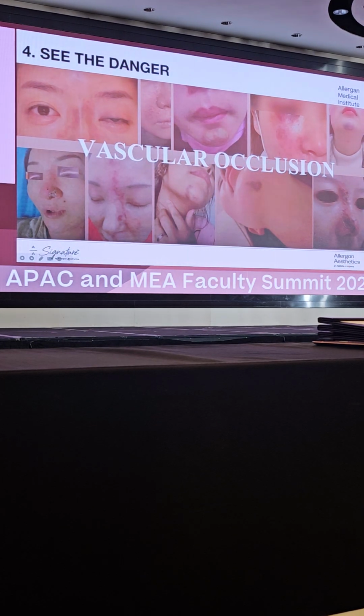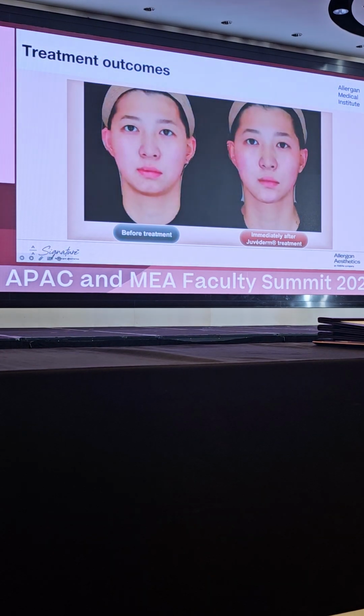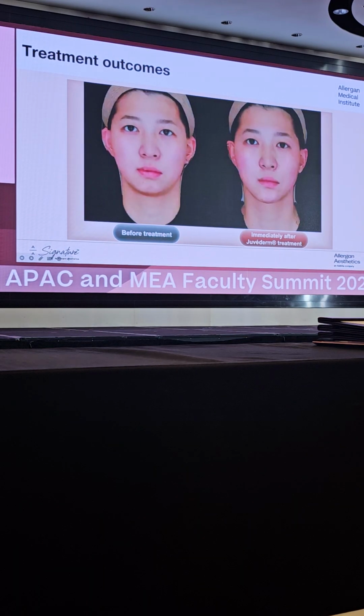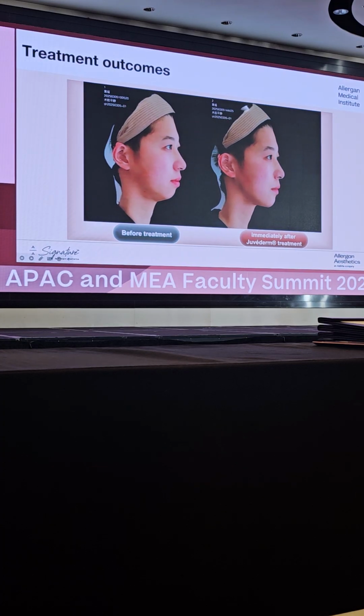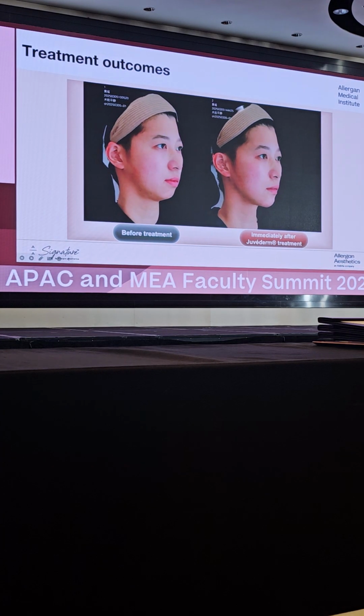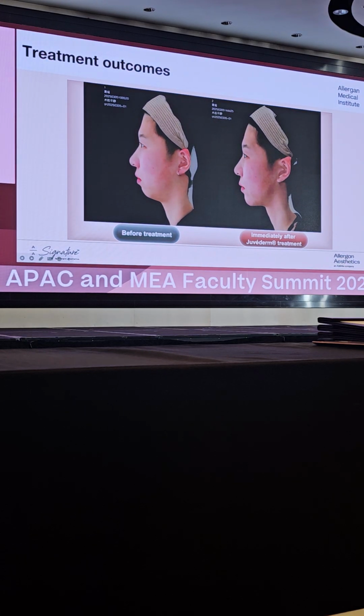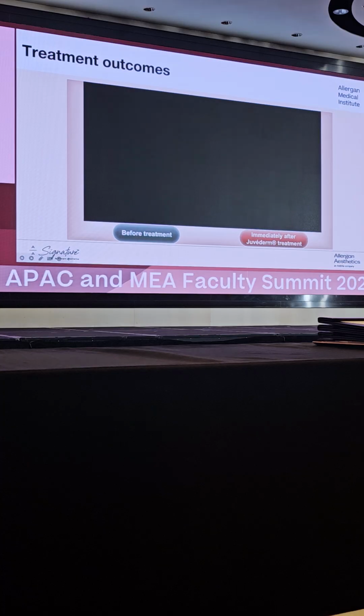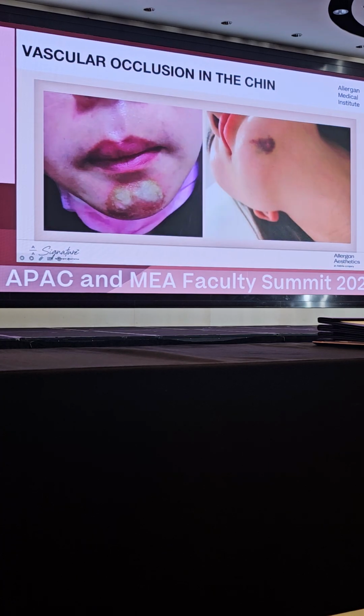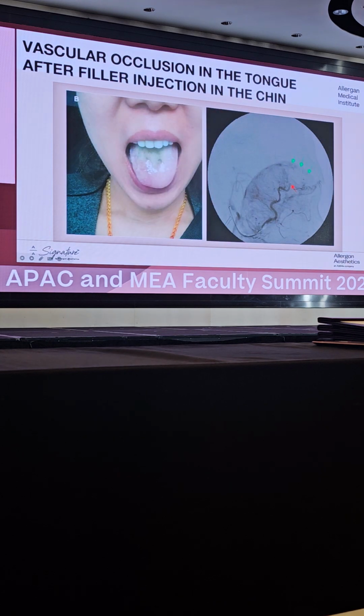And last but not least, it's also very important for our injector to realize the danger hidden behind the injection. Take the injection for the chin, for example. We all know the injection of the chin could greatly transform the patient's appearance by forming the facial ratios. But we have to realize the risk that lies behind it. From time to time, although very rare, there could be cases like skin necrosis in the chin area and also tongue necrosis after this kind of injection.